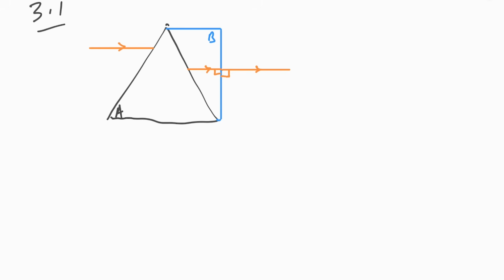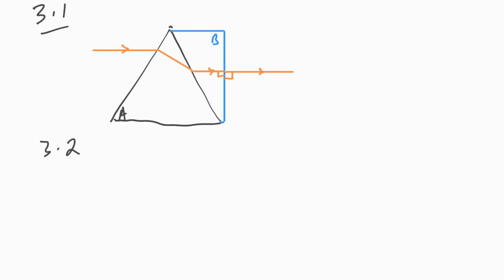It's a bit of a cheeky question, that is. So there we go. That's nice and easy. And then all we have to do is join up these bad boys here. 3.2, deduce which prism has the greater refractive index.